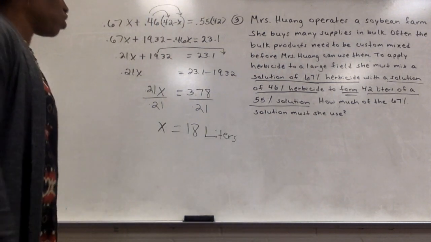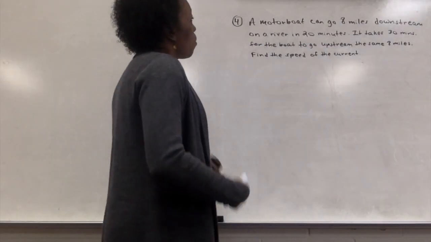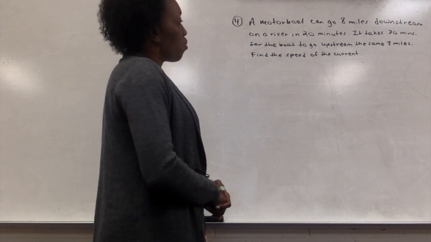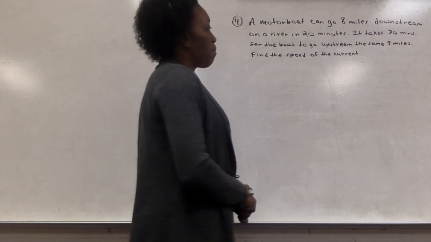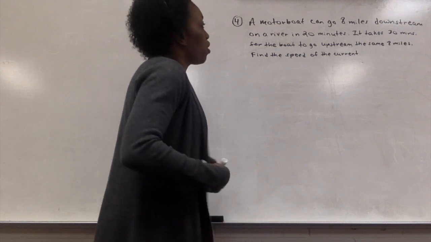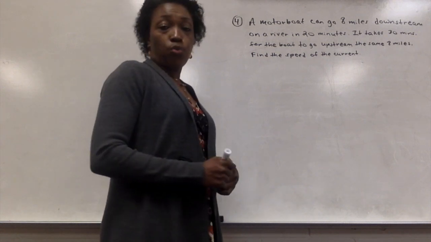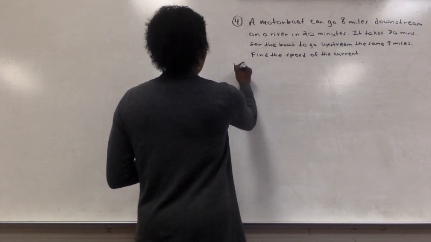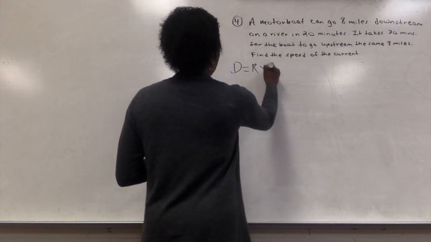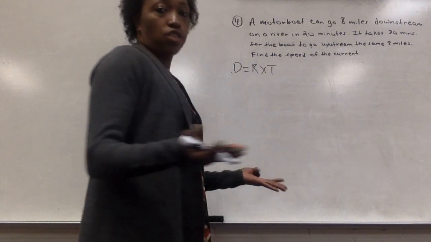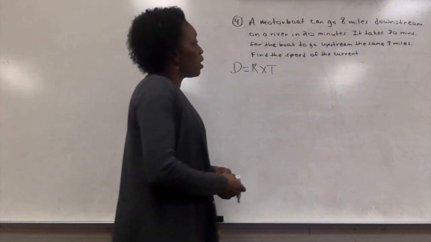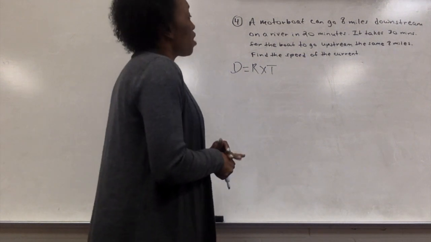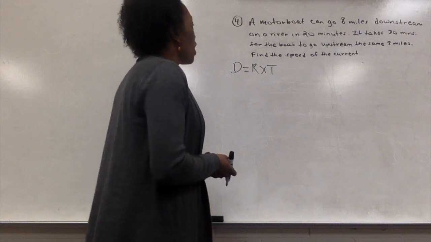A motorboat can go 8 miles downstream on a river in 20 minutes. It takes 30 minutes for the motorboat to go upstream the same miles. Find the speed of the current. Now, this is a distance, rate, time problem. So I'm going to write down the formula: distance equals rate times time. Now, there are two things going on here. We're talking about a motorboat going upstream and downstream. So that means we're going to have two separate equations here. Let's look at the first one.